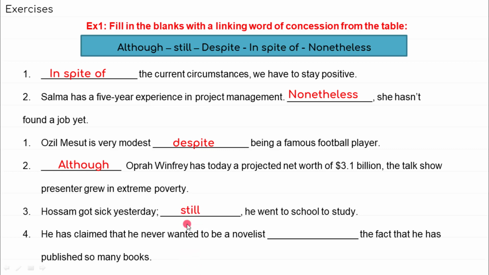Finally, he has claimed that he never wanted to be a novelist, the fact that he has published so many books. The answer here is in spite of, since we've got the expression the fact that. Good job, everyone!